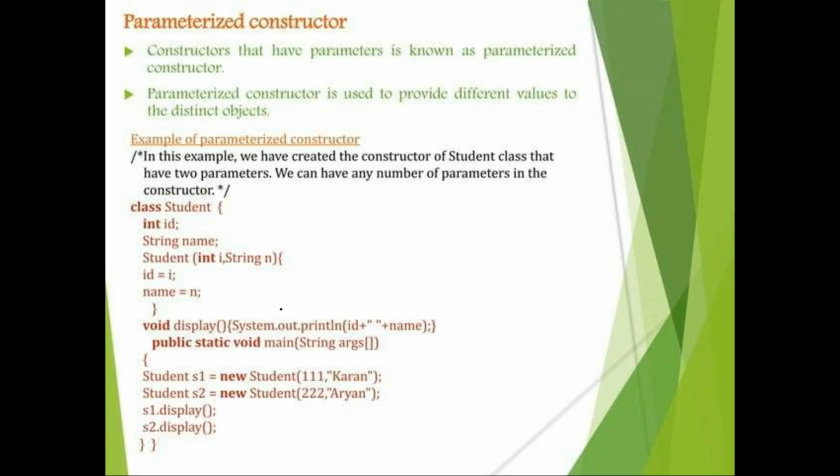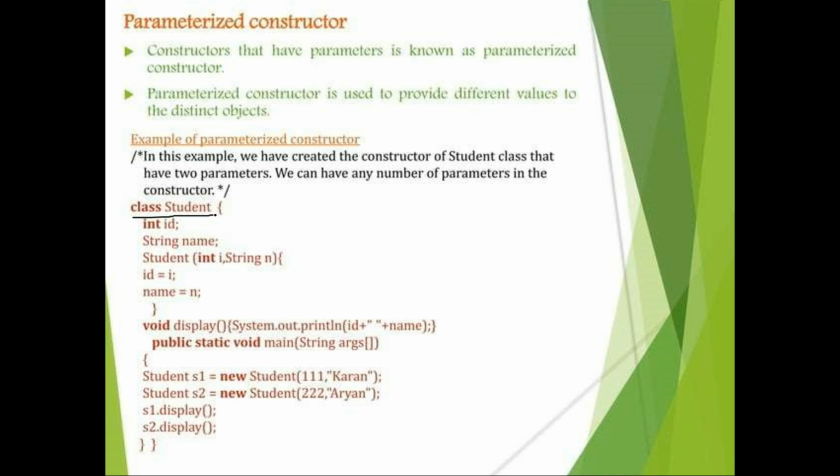We can pass n number of arguments to the constructors. If it is one, it's called a one argument constructor. If it is two, it means a two argument constructor or two parameters constructor, like that. N number of arguments we can pass in that constructor. Here we see the example for the parameterized constructor.